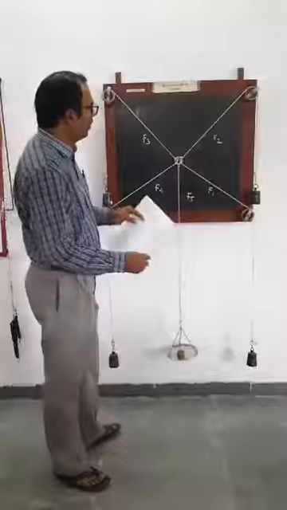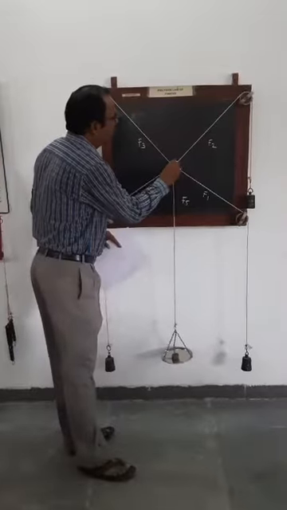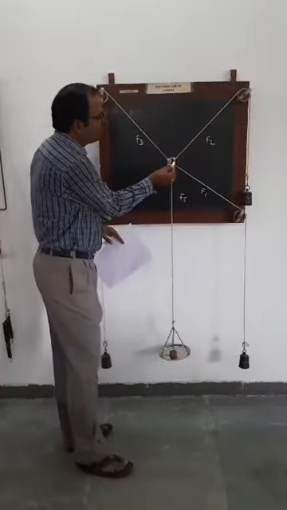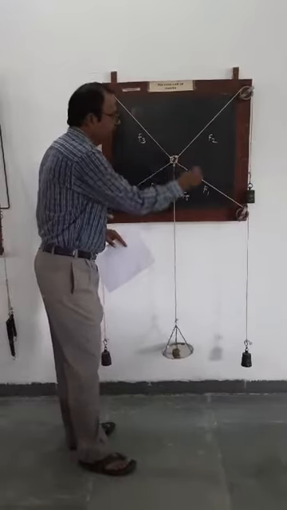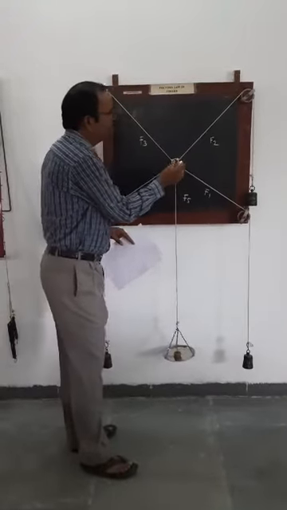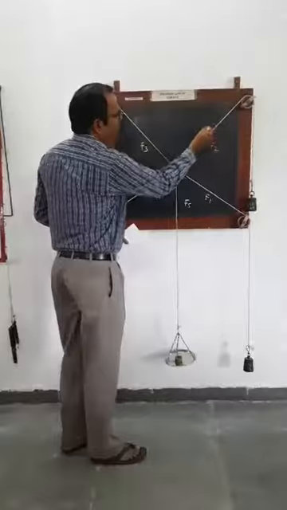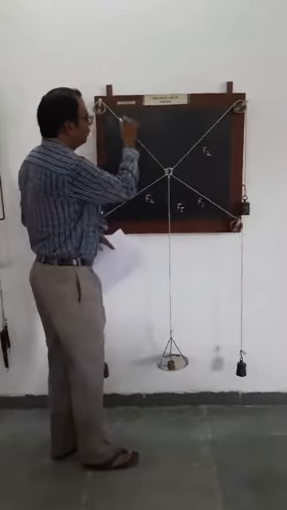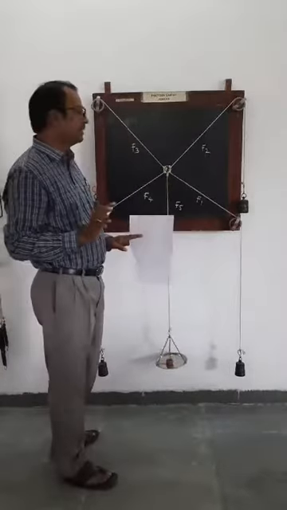Now, what is the case? This is a concurrent force system. All the 5 forces are concurrent at this point, they are meeting at this point. Whenever you want to draw the free body diagram of this, it will be force F1, force F2, F3, F4 and F5. 5 forces are there.